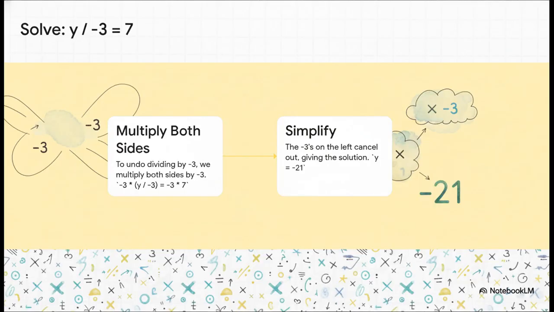Simple as that. So what happens if the variable is being divided? The logic is exactly the same, you just flip the operation. In the equation y divided by -3 equals 7, our y is being divided by -3. The inverse of division is multiplication. So we multiply both sides by -3. The -3's on the left cancel out, leaving y alone. And on the right, 7 times -3 gives us our answer, y equals -21.